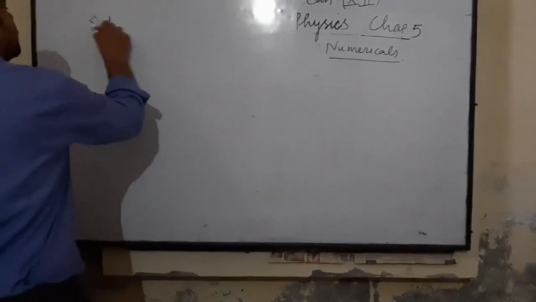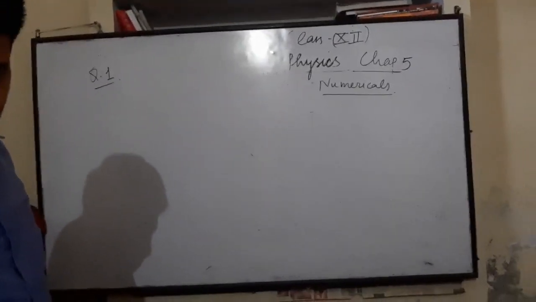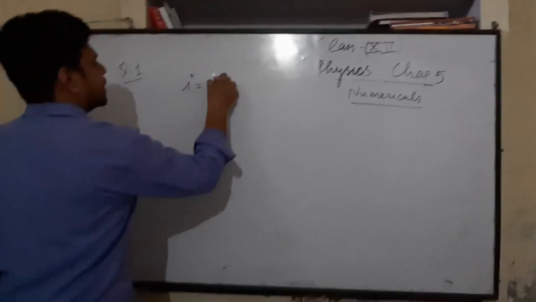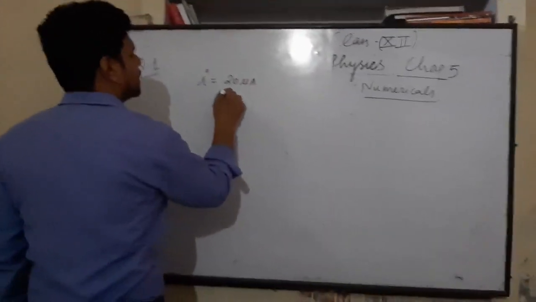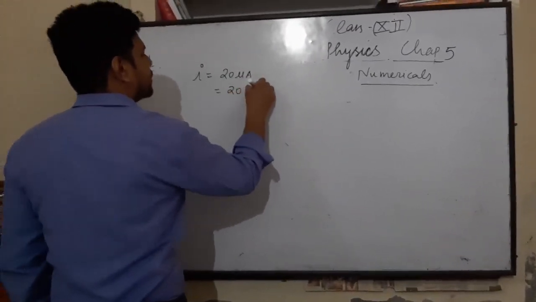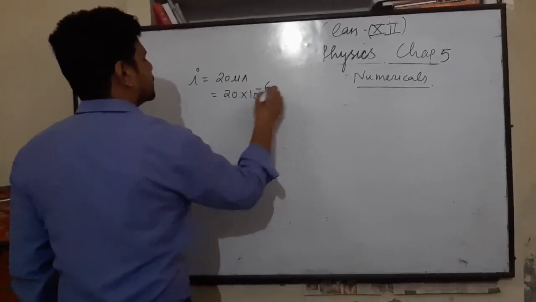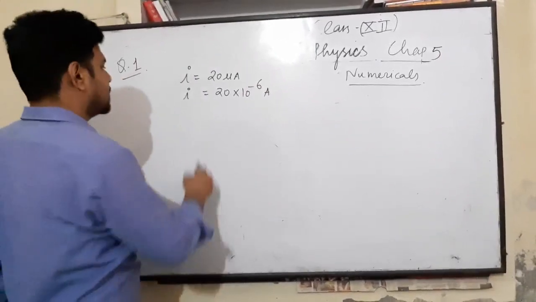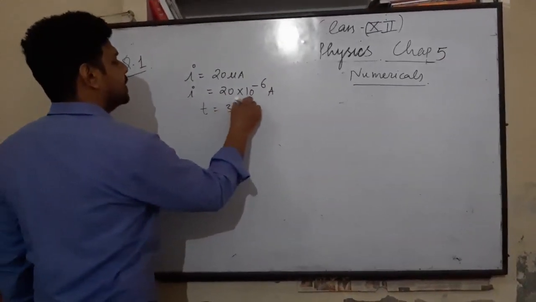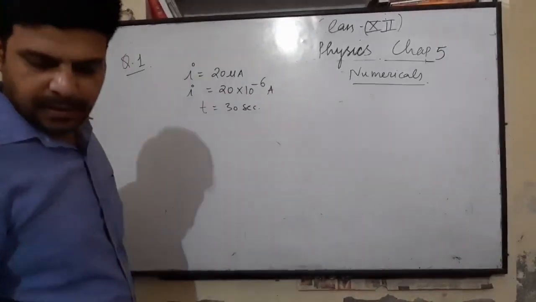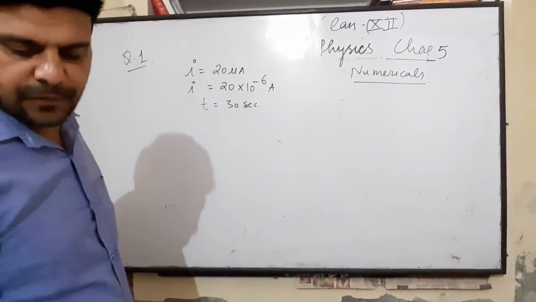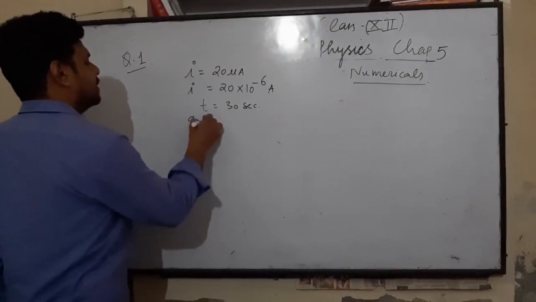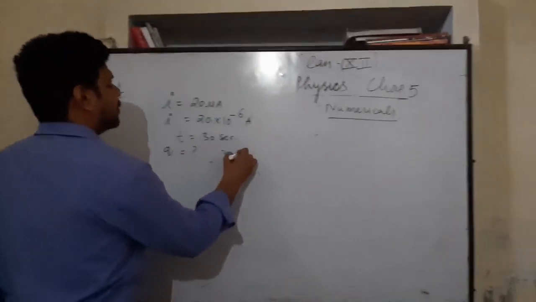Question number 1. A current of 20 microampere flows in a wire. The value of current is 20 microampere. First convert it to ampere. Micro is a multiplier of 10 to the power minus 6. So this is the value of current. Wire for 30 seconds. Time is equal to 30 seconds. Find the amount of charge and the number of free electrons transferred through the wire. So we have to find the value of charge and the number of electrons.